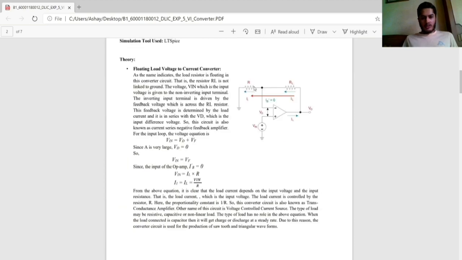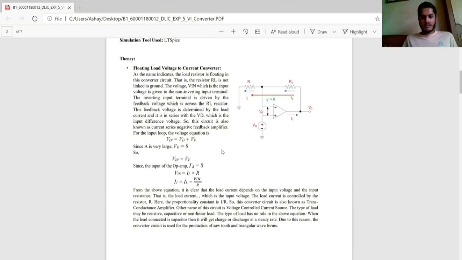So this is the circuit diagram for the floating load configuration. At the input loop, we can see that Vin is equal to Vd plus Vf. But since the gain is very large, Vd will be 0 and hence Vin will be equal to Vf. Also, since no current enters the op-amp, Ib dash is equal to 0, and hence Vin is equal to IL into R, and IL will be equal to Vin upon R, and hence the current is independent of the load resistance. This is for the floating load configuration.